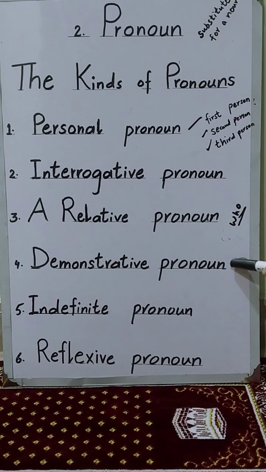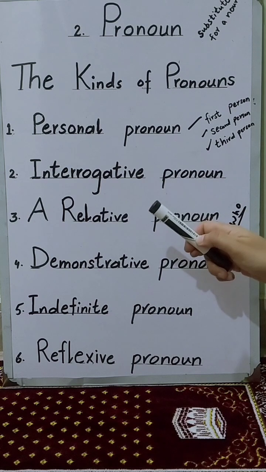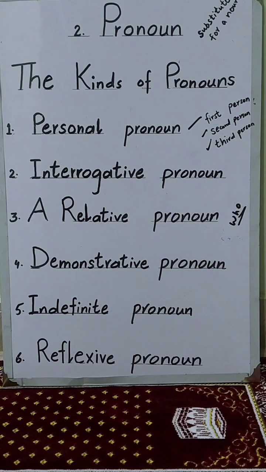Demonstrative pronoun. Demonstrative pronouns point out the objects to which they refer. They are this, these, that, those. For example, both markers are good, but this is better than that. So the word this is a demonstrative pronoun.